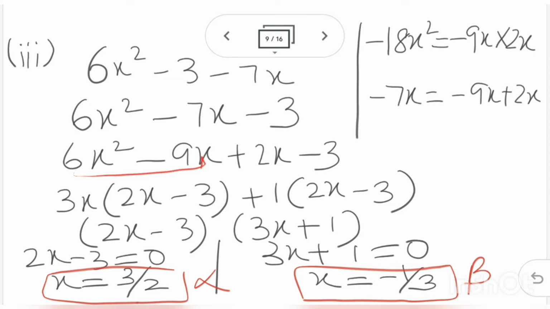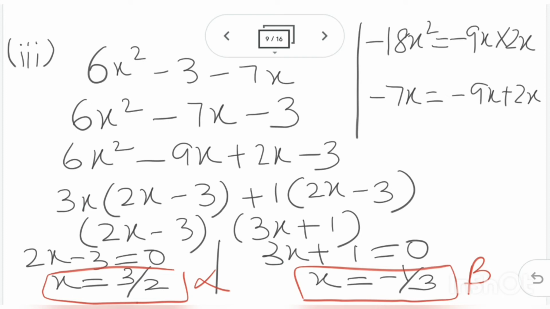Then taking 3x common from the first two terms, we will be left with 2x minus 3 in the bracket. Taking 1 common, we will get this. Now 2x minus 3 we will take common, and in the other bracket we will get 3x plus 1. Now putting both equal to 0, we will get two values of x, that is 3 by 2 and minus 1 by 3. So these are alpha and beta, the two roots of the quadratic polynomial.